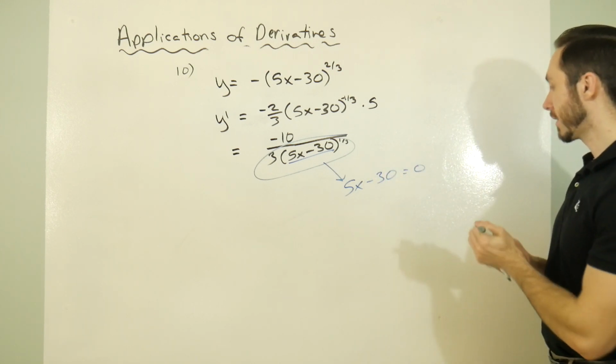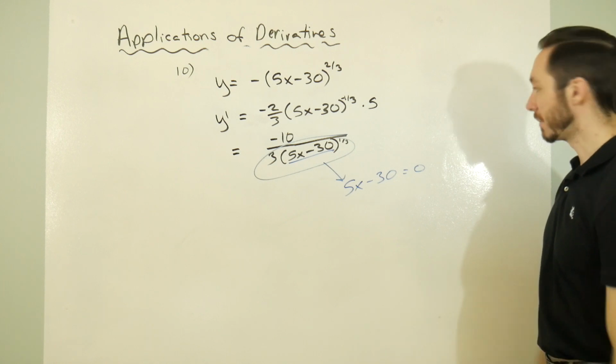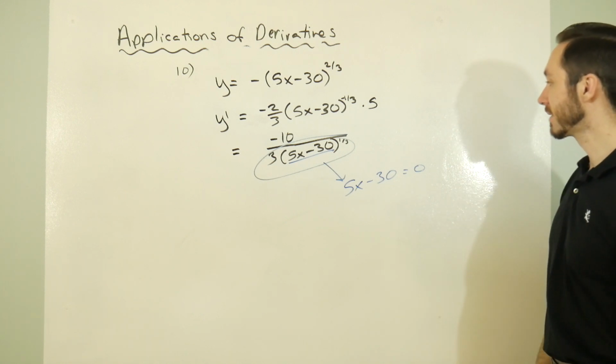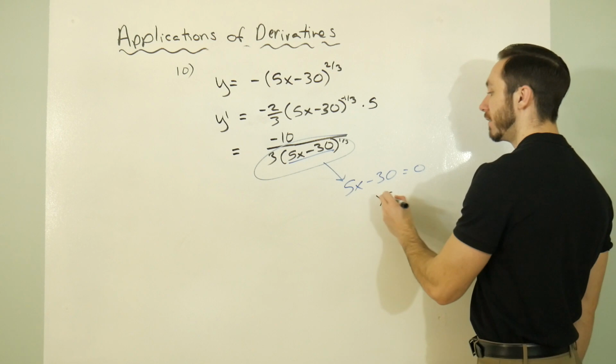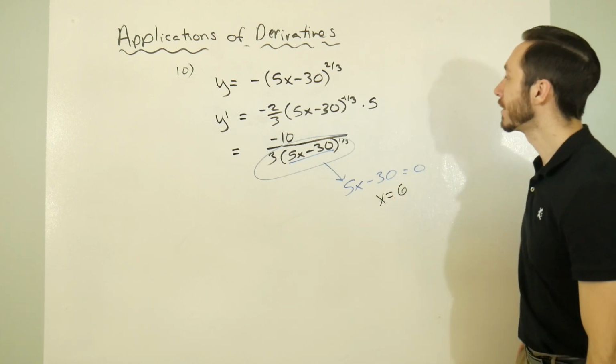Some quick mental math, because you're calc students and you know how to solve two-step equations mentally like this. You end up getting 6. So an x value of 6 is the only candidate I really have to play around with.